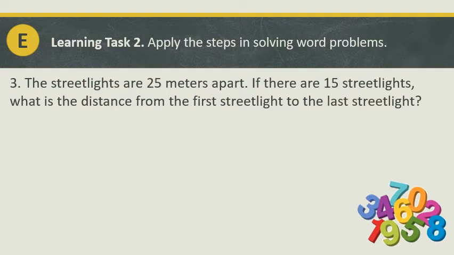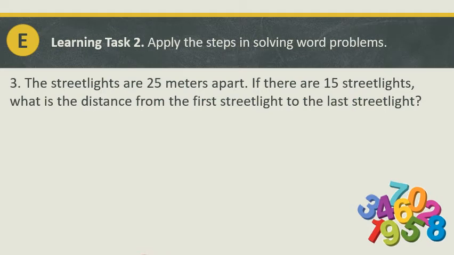Then, number 3: The street lights are 25 meters apart. If there are 15 street lights, what is the distance from the first street light to the last street light? So, dito, pwede naman tayong gumamit ng illustration. Pag sinabi natin illustration, magdodrawing tayo. So, sabi dito, meron daw tayong 15 street lights. Kada street light daw ay may pagitan na 25 meters. So, gaano daw kalayo o ano daw yung distance from the first street light to the last street light.